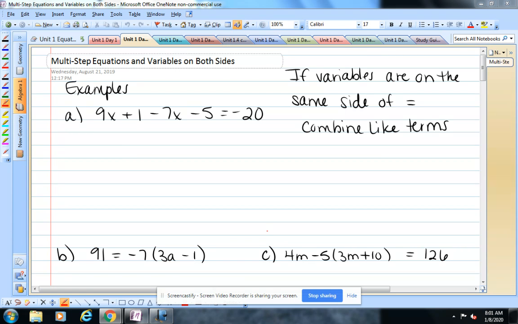Multi-step equations are equations where you're going to have more than one mathematical operation to isolate your variable, to get your variable by itself. There's going to be more than one step to do it. Yesterday we learned that we use inverse operations to get variables by themselves. What does it mean to be an inverse operation?